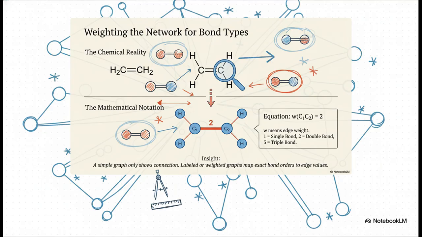But let's refine our map just a little bit. A simple line between 2 nodes really only tells us that 2 atoms are connected. But as you probably know, in chemistry, bonds can be single, double, or even triple. To handle this, chemists upgrade to what we call labeled or weighted graphs. Take a look at ethene, for example. It has a double bond right between its carbons, so we just assign a numerical weight to that edge. The equation simply becomes W equals 2. A single bond is 1, a double is 2, a triple is 3. It's an elegant way to preserve the exact chemical reality right inside the mathematical notation.